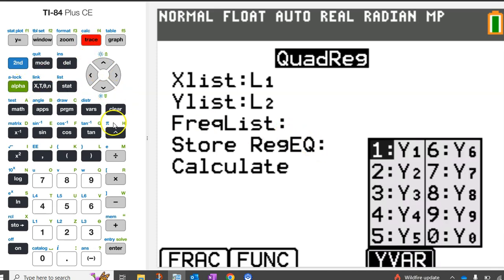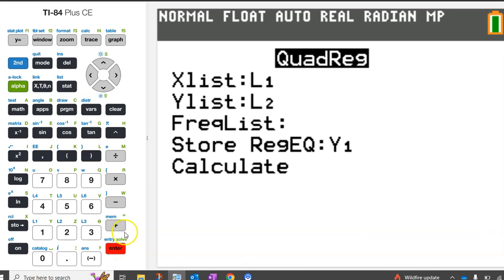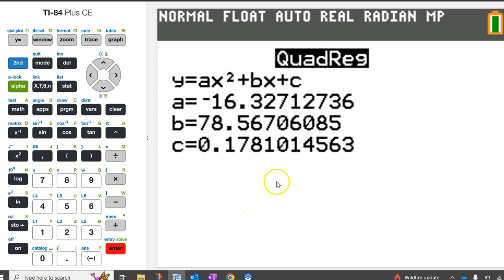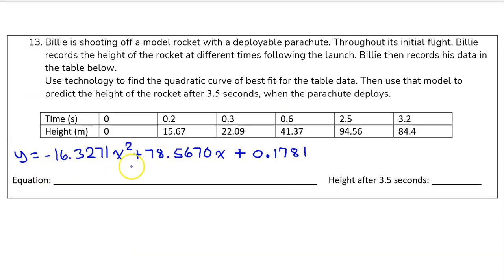Alpha, trace, enter. Hit enter a couple more times, and kabam! There is your regression model. I highly recommend that you record 4 decimal places, no rounding, even though the College Board will accept 3 decimal places. Here's the quadratic model. To estimate the height at 3.5 seconds, we need to evaluate y at 3.5.